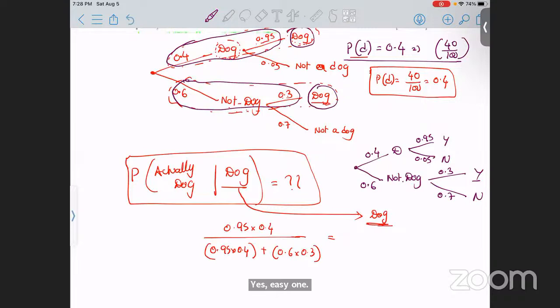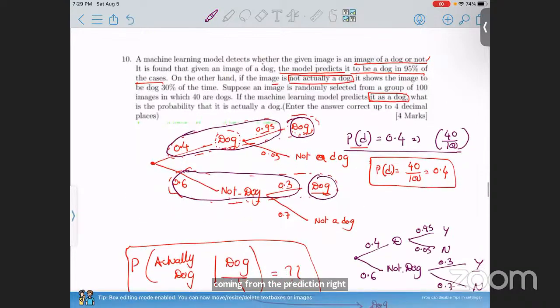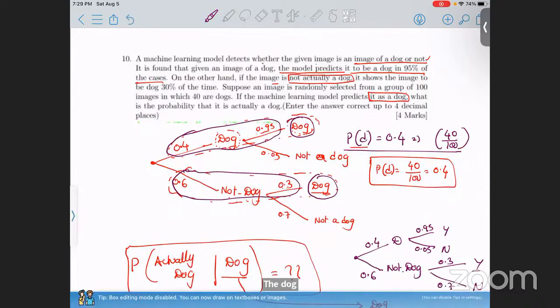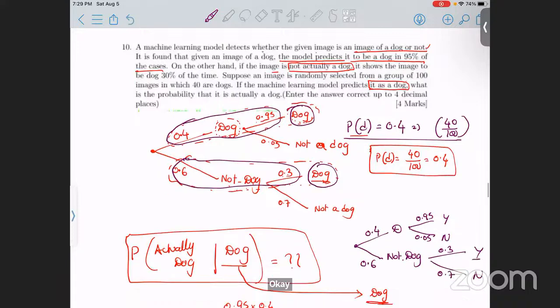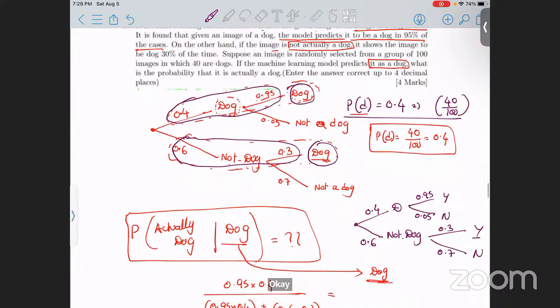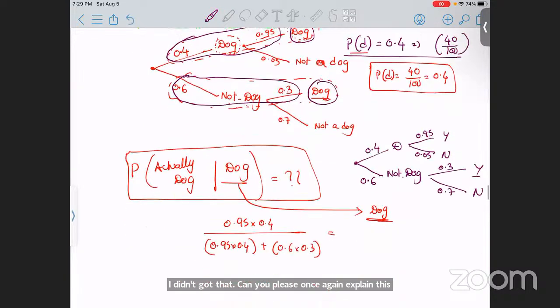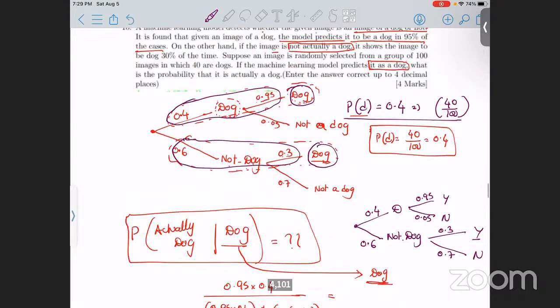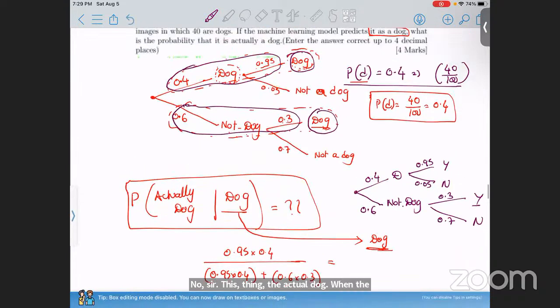Sorry, one clarification. This 0.4 is not from the prediction, right? No, this 0.4 is coming from the data, 40 by 100. Okay. Sir, can you please explain once again, this whole thing, the actual dog, when the result is dog?